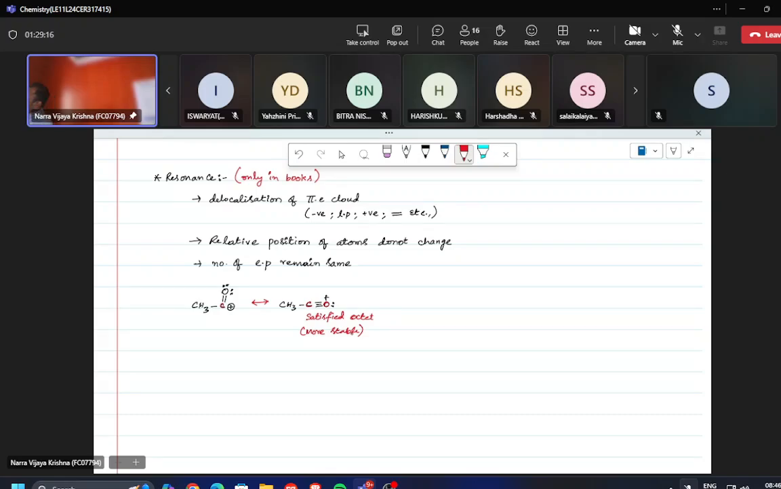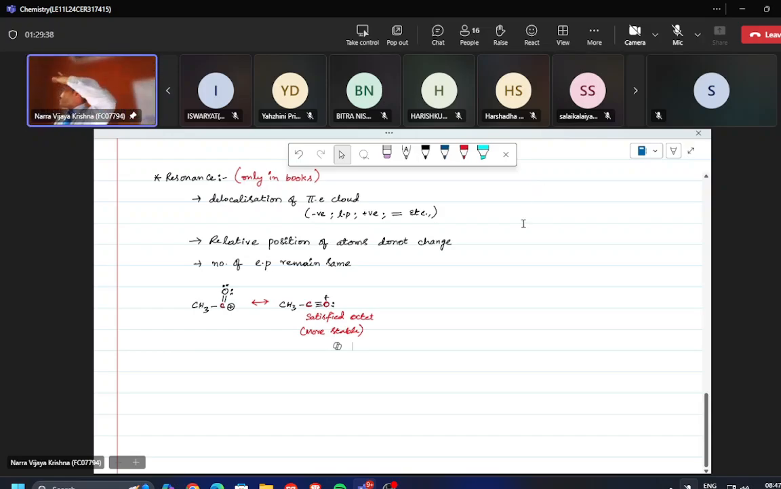If this also fails, then check for the next condition: a positive charge on less electronegative atoms or a negative charge on more electronegative atoms is more stable. So check these conditions step by step. Clear? This I already gave in identifying stability of resonating structures.